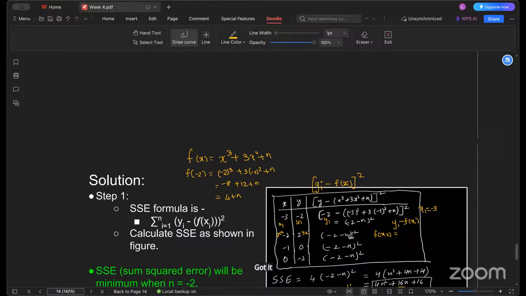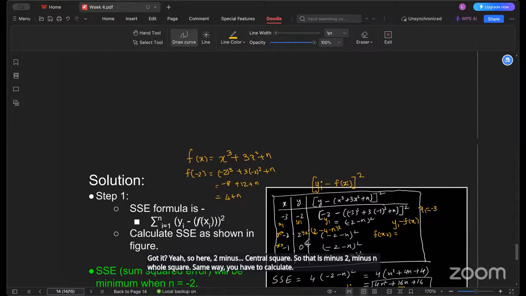Yeah, ma'am. 2 minus n whole square, so that is minus 2 minus n whole square. Same way you have to calculate in every term. This is x3, y3. This is x4, y4. Is this clear? One question.